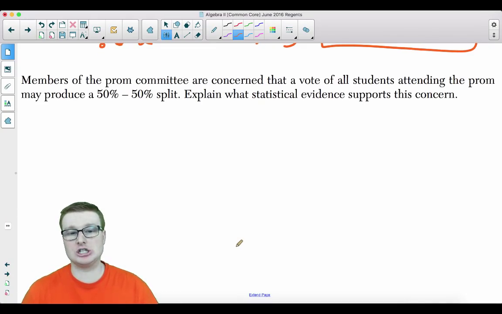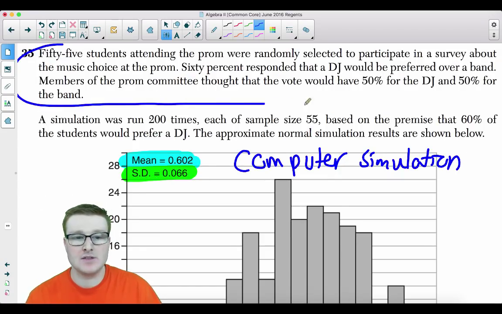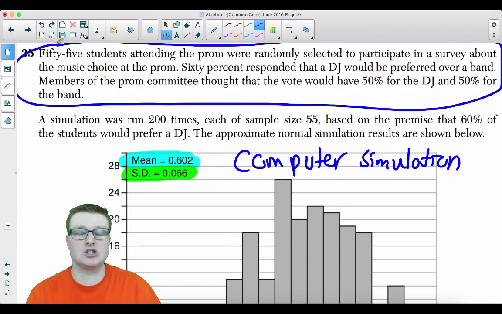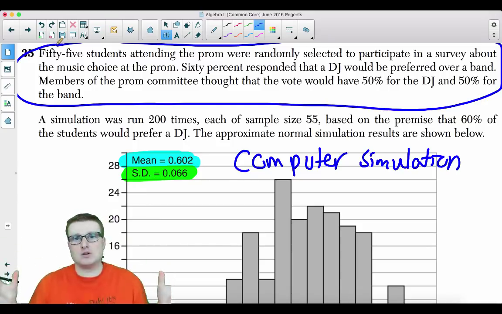Members of the prom committee are concerned that a vote of all students attending the prom may produce a 50-50 split. Explain what statistical evidence supports this concern. So what they're asking you is take the interval that you have based on the computer simulation and compare it to the people who they are surveying. And remember, ladies and gentlemen, a survey is just a selection, a small selection of people. Just like presidential polls, for example.